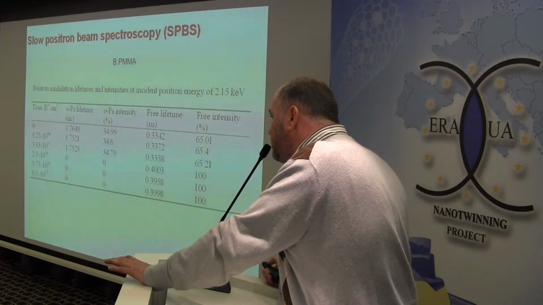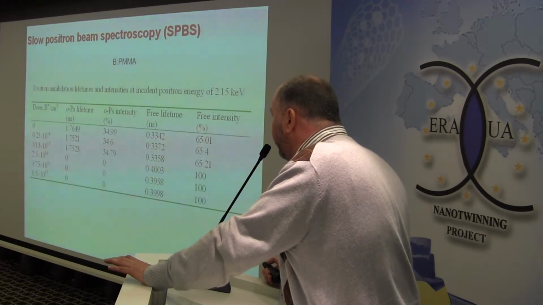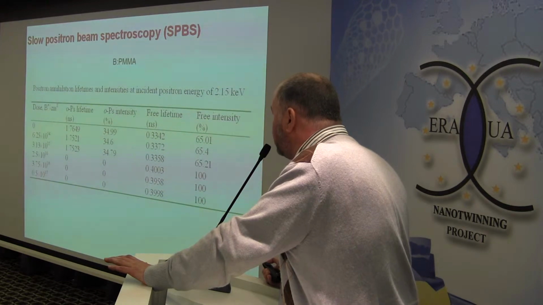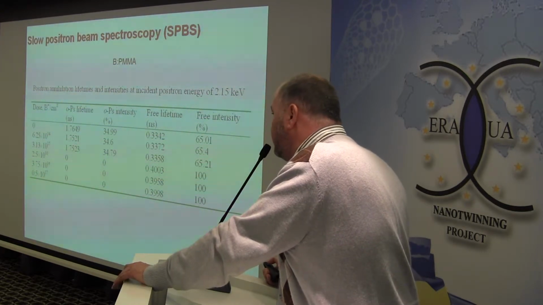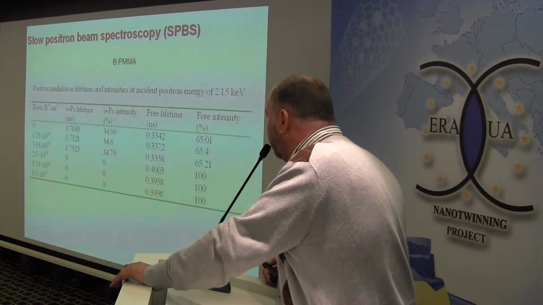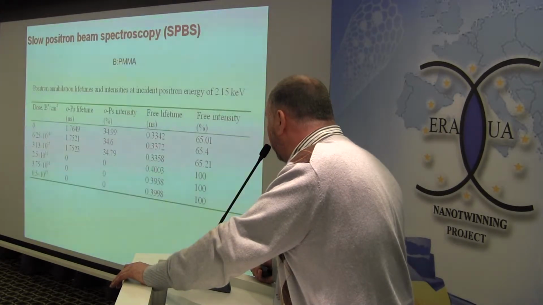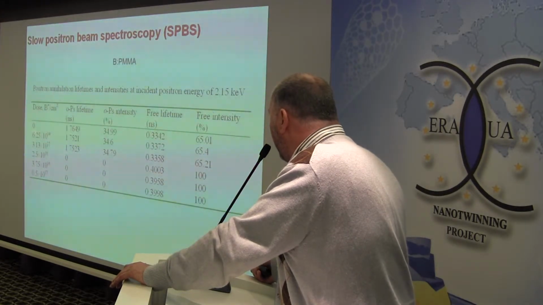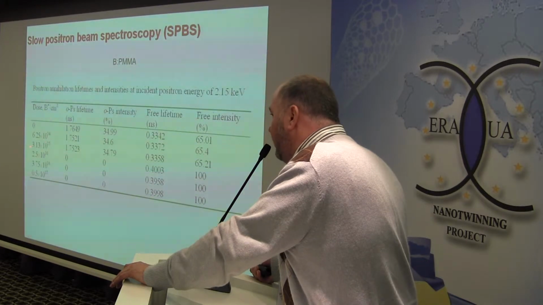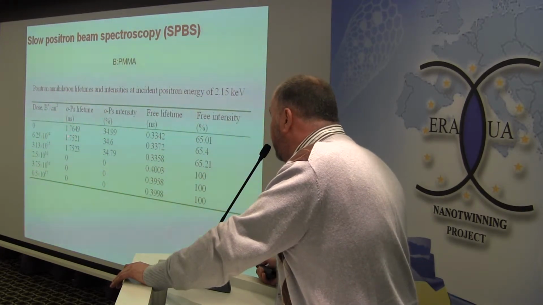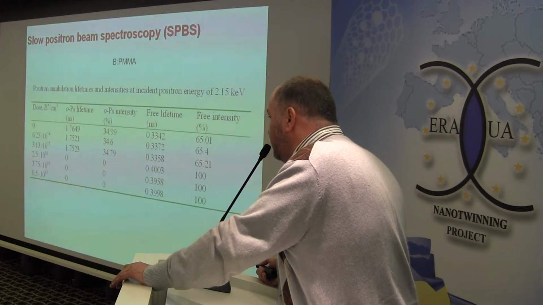In order to find additional evidence for carbonization, we conducted, for the first time, positron annihilation lifetime measurements at an incident positron energy of 2.15 keV. For the pristine, unimplanted sample and the samples implanted with lower ion doses, we see the formation of orthopositronium. But at high ion doses, we don't see the formation of orthopositronium.